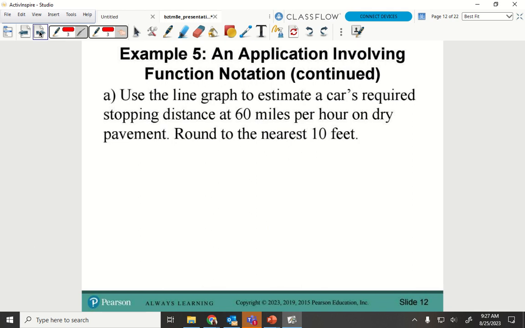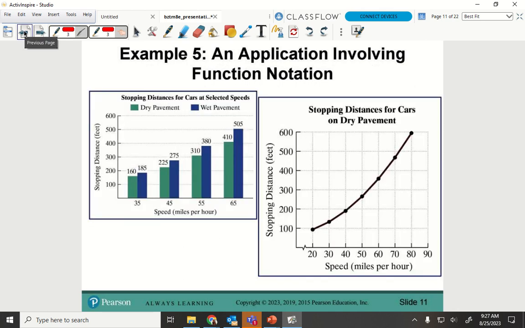Use the line graph to estimate a car's required stopping distance at 60 miles per hour on dry pavement. Round to the nearest 10 feet. So go find dry pavement, 60 miles per hour. That's this graph right here on the right for everyone following along. Some people are not following along. They're staring at their phone still. Now, dry pavement, find 60. I got that right here.